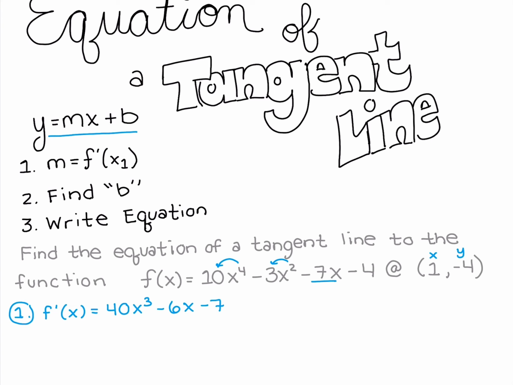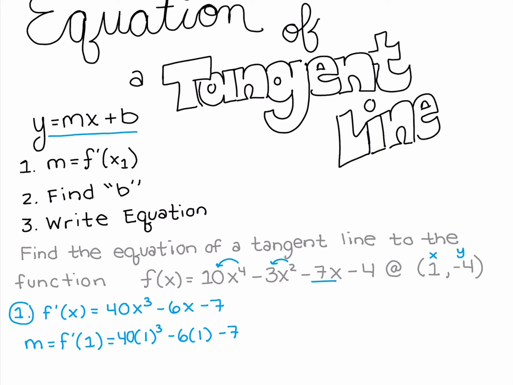So there's our derivative. That will tell us the slope of the tangent line for any x value, but we want to be tangent to the x value 1. Looking at that point 1 comma negative 4, the x value is 1. So we're going to plug in 40 times 1 cubed minus 6 times 1 minus 7. So we have 40 and then in parentheses 1 cubed.